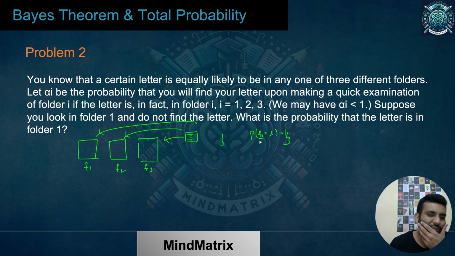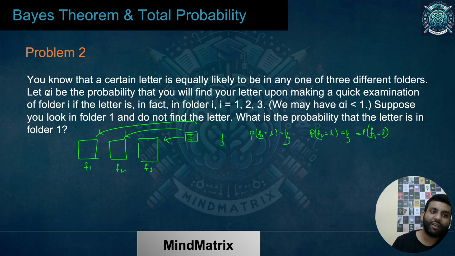What do I mean by F1 equals L? I'm talking about the event that folder 1 has the letter. L means letter. So folder 1 has the letter, and the probability is 1 by 3. The same goes for the probability of F3 equals L. Okay, so up to this it must be clear.